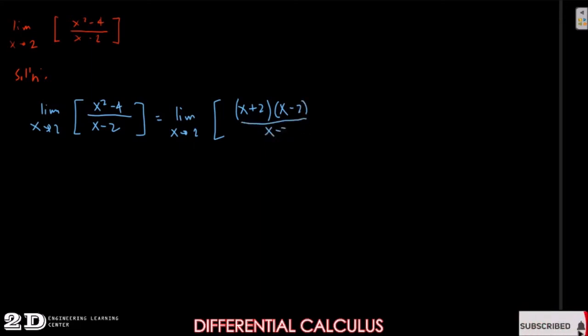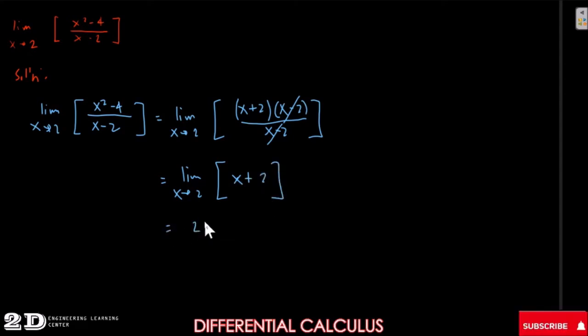Okay, so that's this. We have x minus 2, so cancel. So we have the limit of x as x approaches 2, so we have x plus 2. So we just substitute 2 here, so it will be 2 plus 2, and we have 4. So we are going to use the L'Hospital's rule.